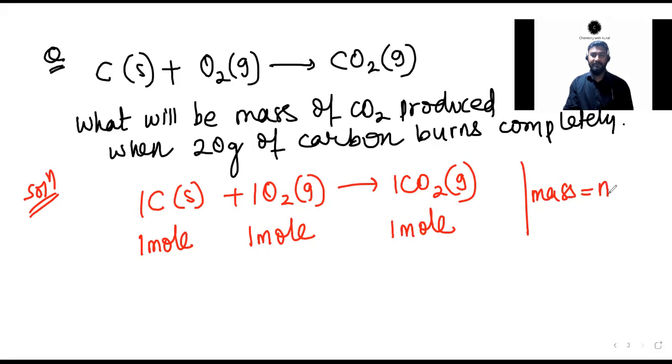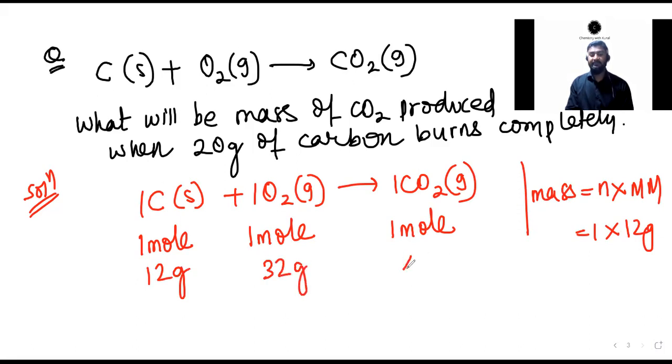Mass is equal to number of moles times molar mass. How many moles? 1. What is the molar mass of carbon? 12 grams. Excellent. This will be 12 grams, this will be 32 grams, and this will definitely be 44 grams. As per the law of conservation of mass, reactants' mass must be equal to products' mass.